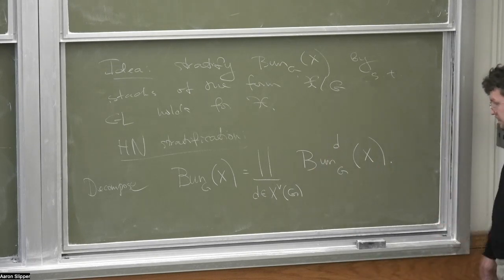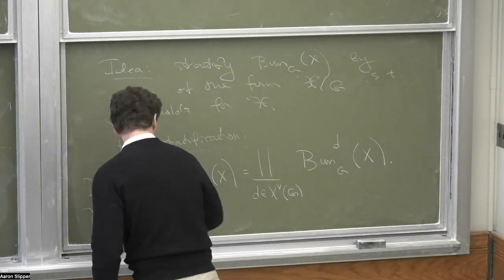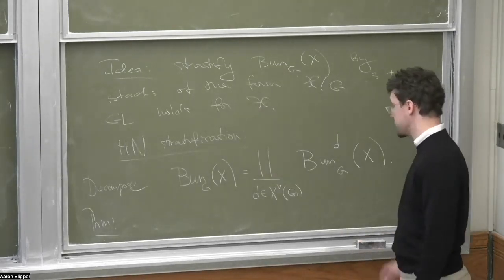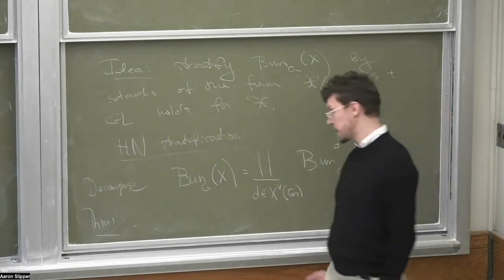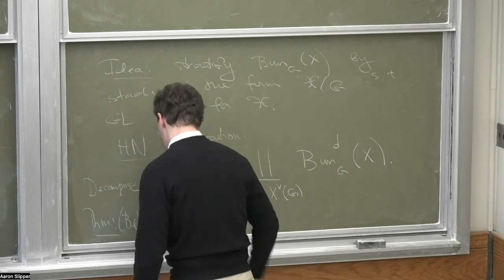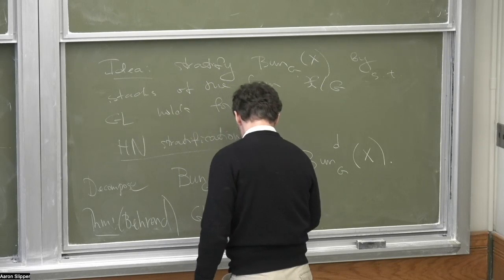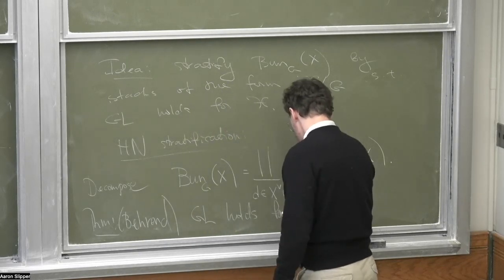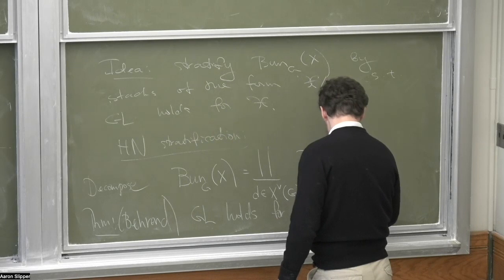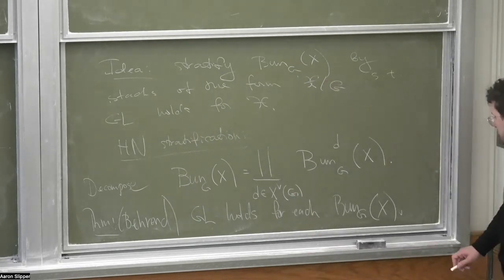And then it takes some additional argument to prove that the sum of these things also converges to the right answer. So, theorem (Behrend): Grothendieck-Lefschetz holds for each Bun_G^d.